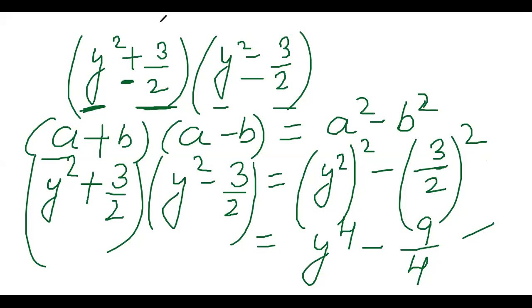Yes, y raised to power 4 minus 9 upon 4. So now you can complete question 1. So next, if we are to solve, let's take an example. If you are to evaluate 105 into 106 without multiplying directly, that means you have to use an identity here.